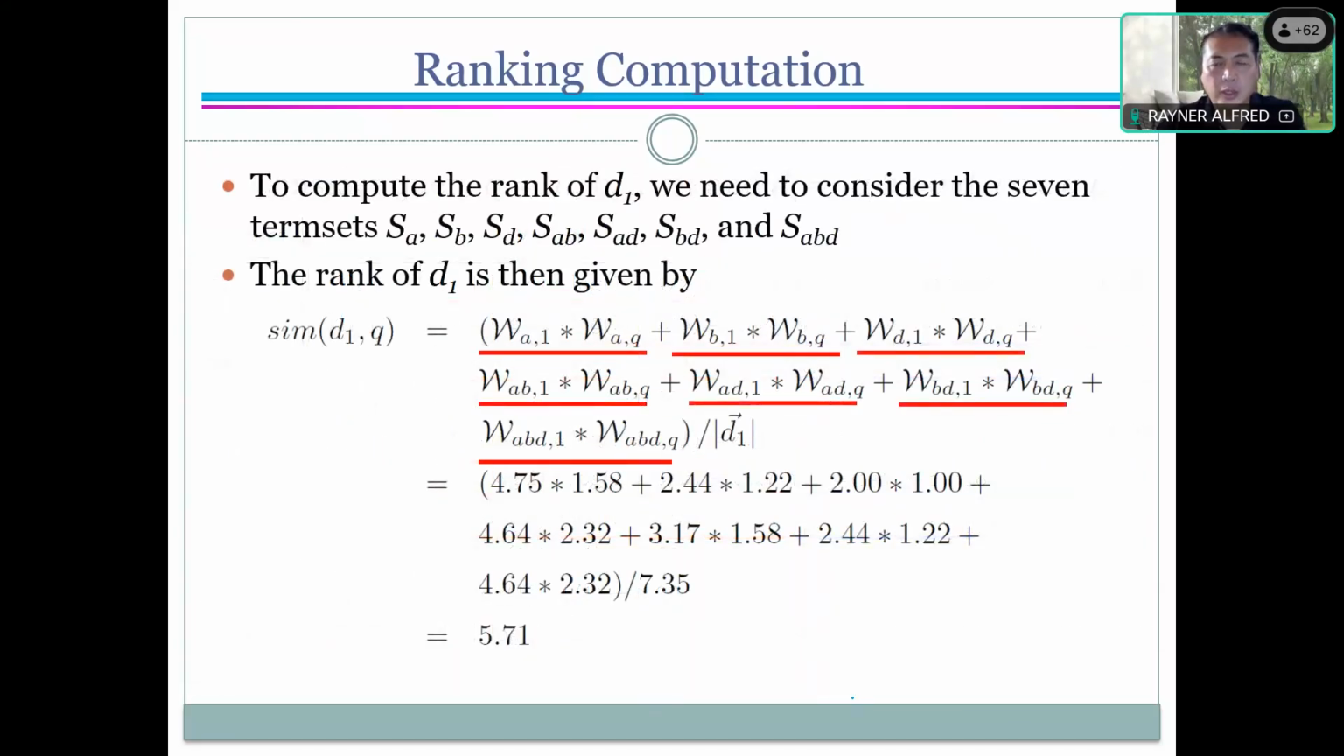Okay. So when we do the ranking computation, we just take all the 7 terms, and then we divide by the length of the document, then we get this. Okay. Any question? So the computation is quite tedious, but you need to be careful. Okay. Any question?